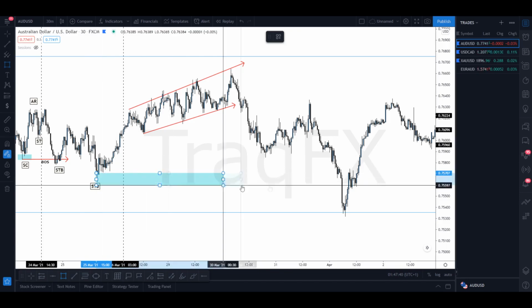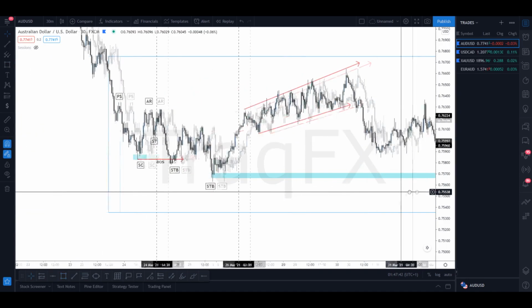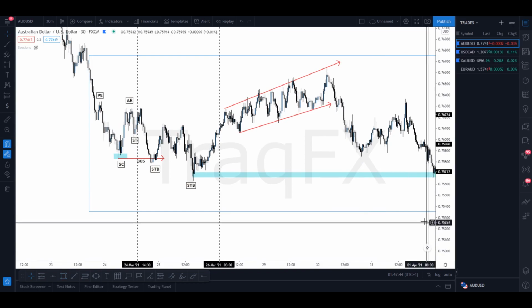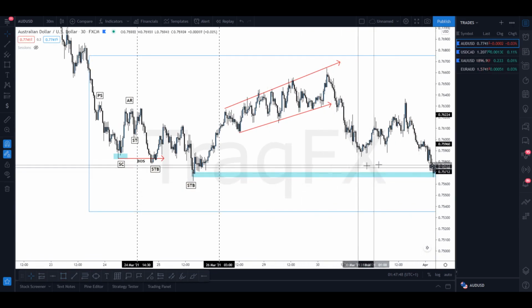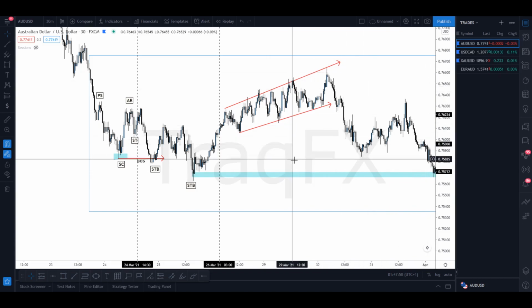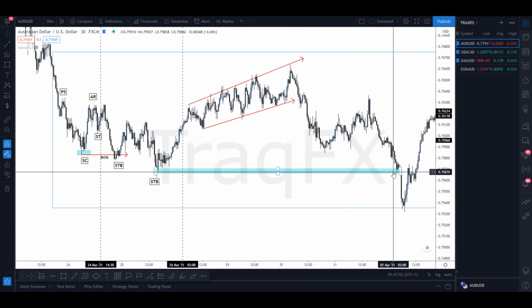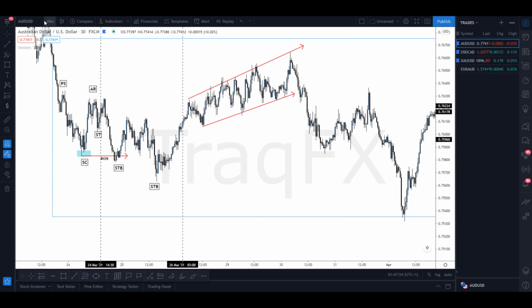Right over here, if we look at this from here, we have this area where the market comes back, rejects, and we have a bullish candle. A lot of people buy this expecting price to go up. Instead, price actually wicks down like this. And now this is the most important part.